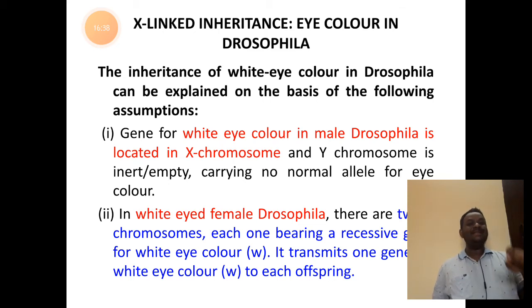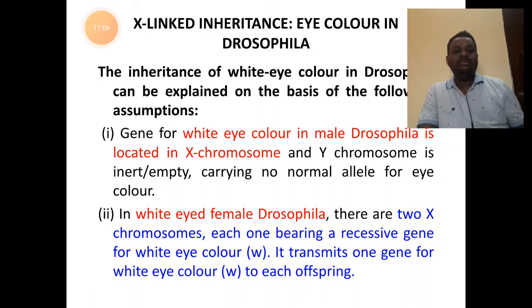Since males have XY chromosomes and the white eye gene is present on the X chromosome, males started showing the expression of the white eye color very easily. So the white eye color in Drosophila is located on the X chromosome, and the Y chromosome did not contribute to the color of the eye at all.